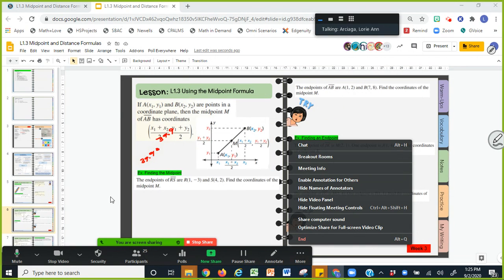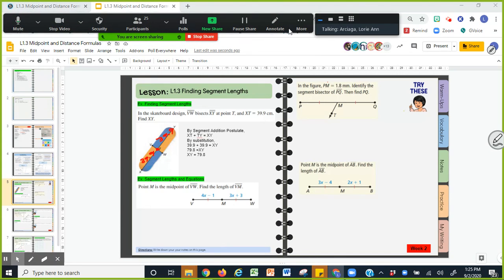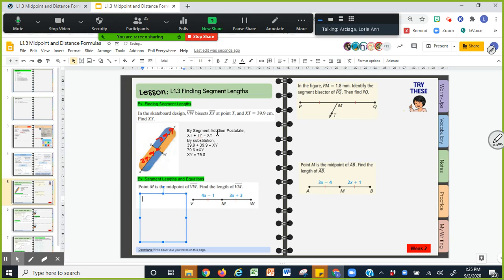And then we'll give you some time to try the other ones on the right hand side. In the second example, point M is the midpoint of VW. Following the same statement that we wrote earlier, we can write the two little pieces that form the entire segment VW. So we can have VM plus MW is equal to VW. You can start with that, right?